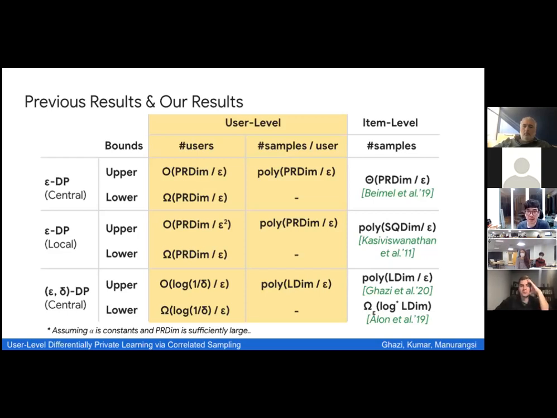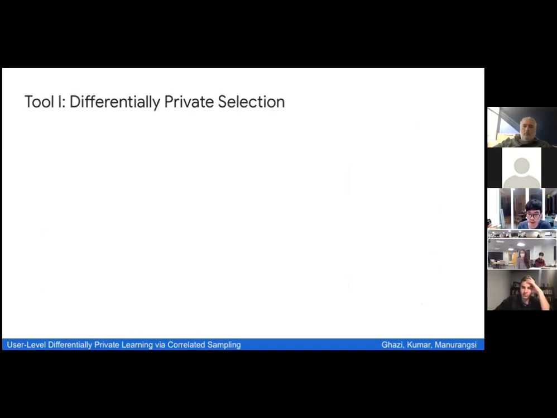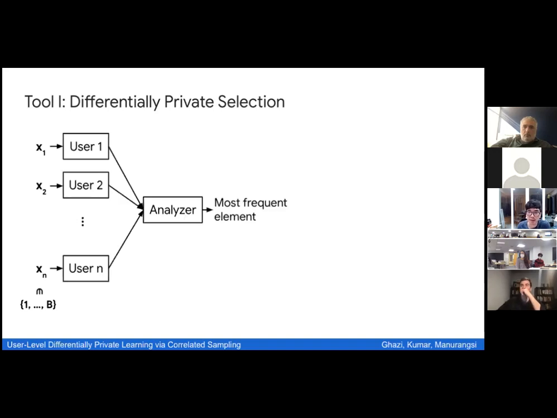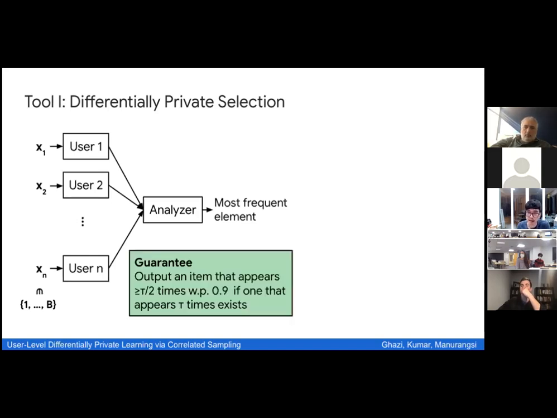Okay, so in all the three algorithms, we will use differentially private selection as a subroutine, and I'm sure most of you are pretty familiar with this, but just to recall, in differentially private selection, each user i holds some x_i from some domain. Here I'm using B to denote the domain size, and the algorithm wants to output basically a frequent element. One of the guarantees you can get is that if there is an element that appears, say, tau times, then with probability 0.9, you will output an element that appears tau over 2 times.